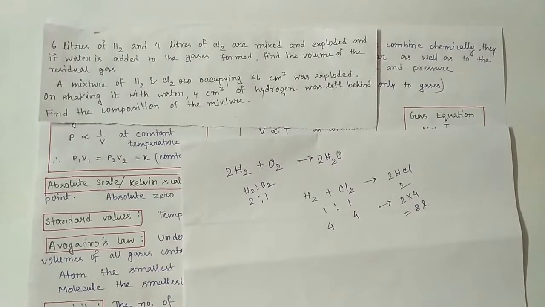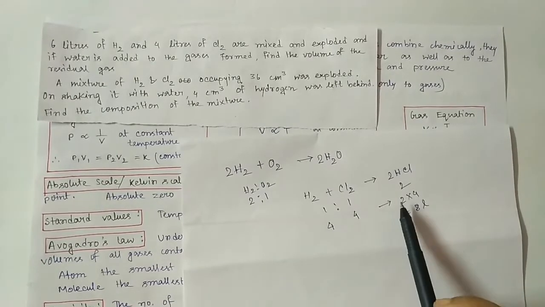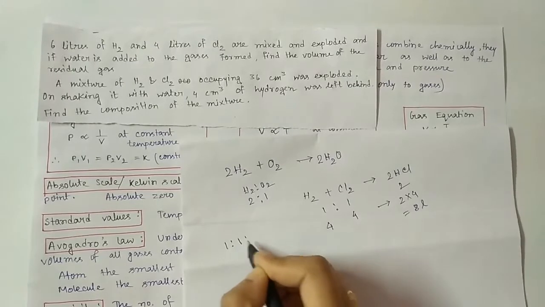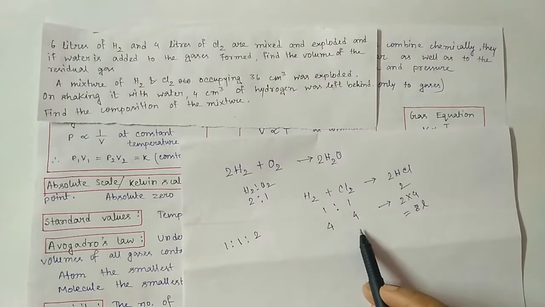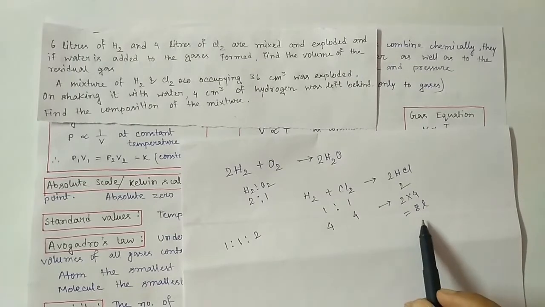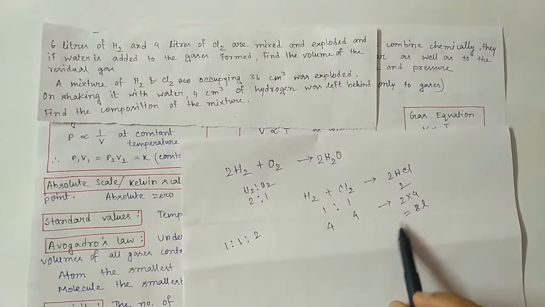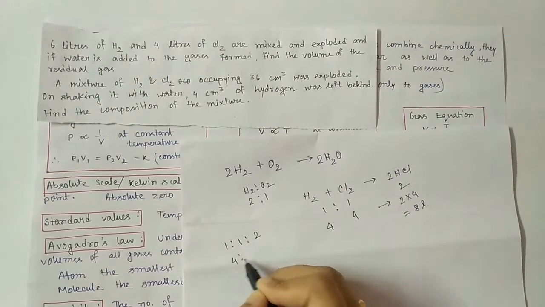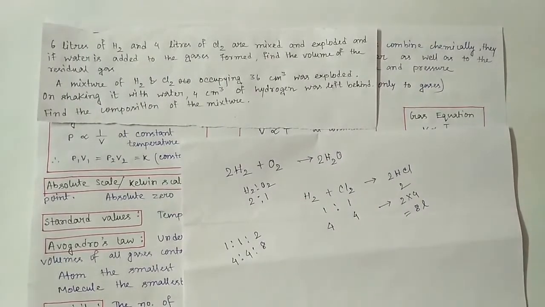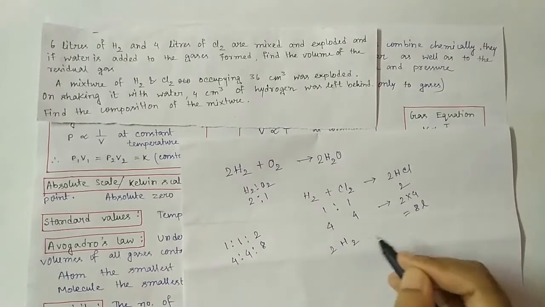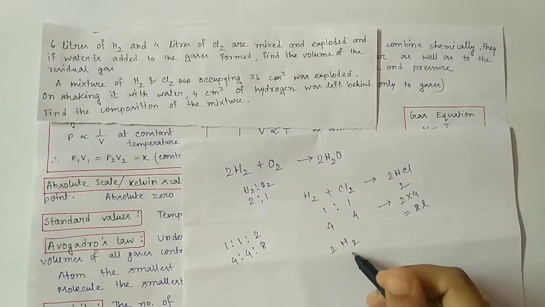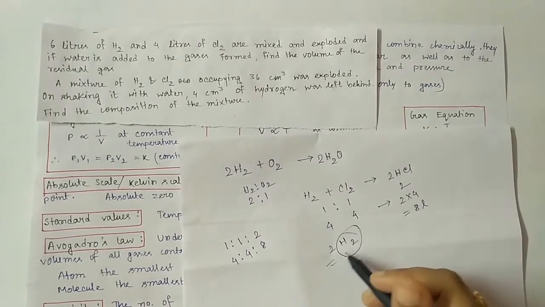As in this reaction, the combining ratio of all reactants and products is 1:1:2, if there are 4 liters of hydrogen and 4 liters of chlorine, there will be 8 liters of HCl. But you can see that there are 6 liters of hydrogen and only 4 liters of hydrogen react. So the remaining 2 liters of hydrogen gas is also present. The final volume of the residual gas will be hydrogen, 2 liters of hydrogen.